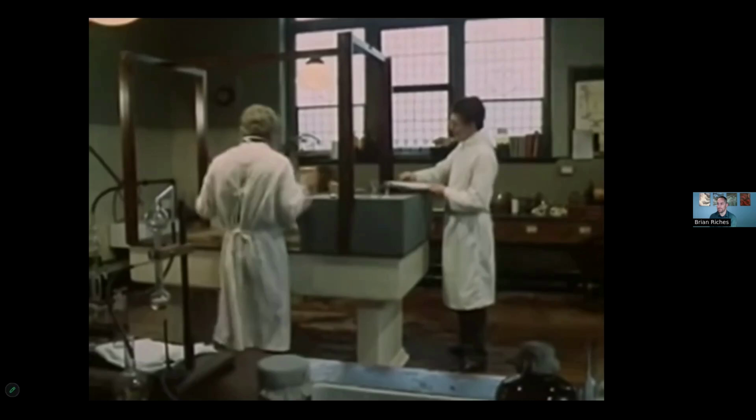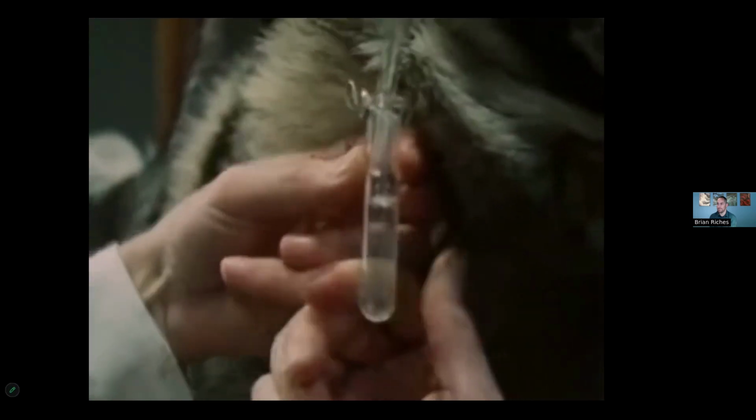After taking many measurements of spittle, he confirmed that the dogs drooled automatically when their tongues touched food.